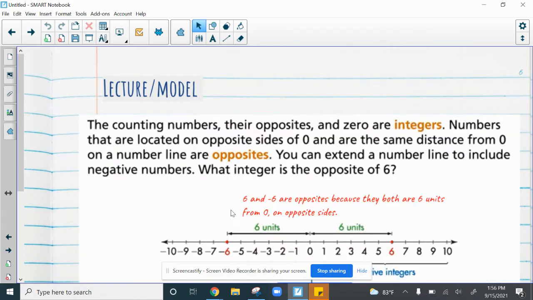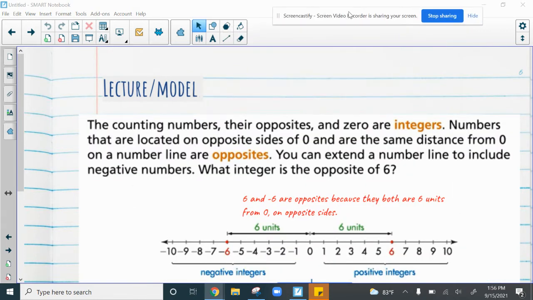All right, so integers, as you can see here, are the counting numbers: 1, 2, 3, 4, 5, 6, and so on. And their opposites, which is the whole left side of the number line. So 6 and -6 are opposites, 1 and -1 are opposites, and so on. Every counting number or whole number has an opposite. The opposite of 2 is -2. They are the same distance away on the number line, just on opposite sides.